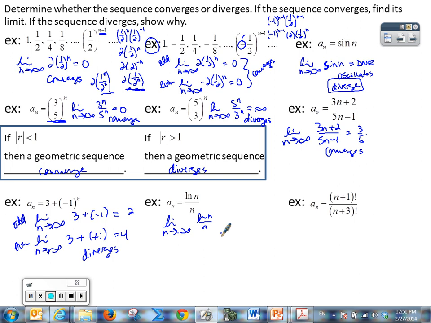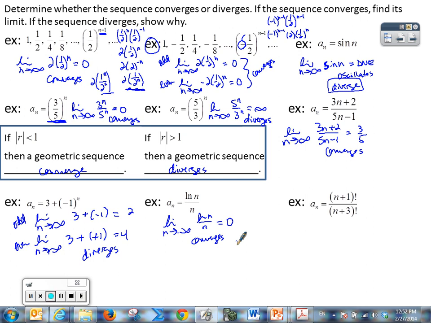Or we can do it by rates of growth. According to our rates of growth chart, what grows faster, a natural log or an algebraic? Algebraic. So since the denominator is growing faster, we go to 0. So either way you would like to do it, it goes to 0, so this converges. All right, we're doing okay? Last one.